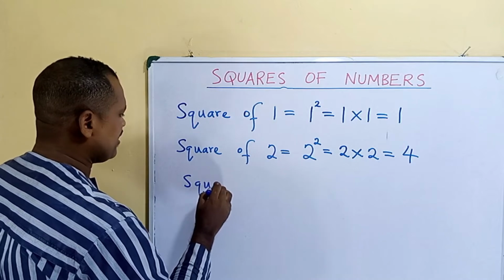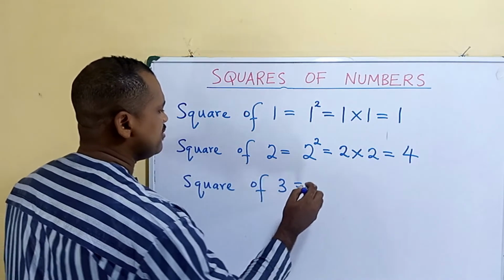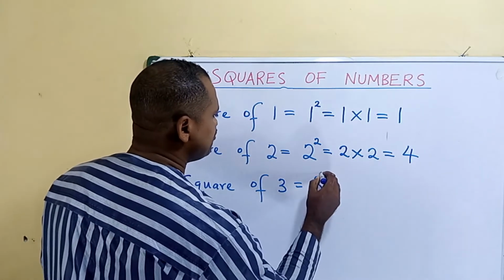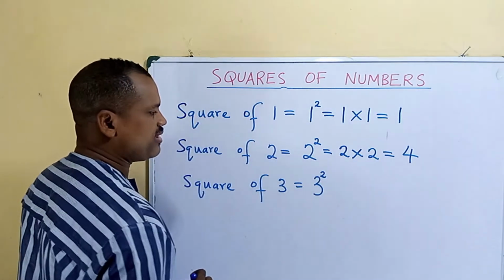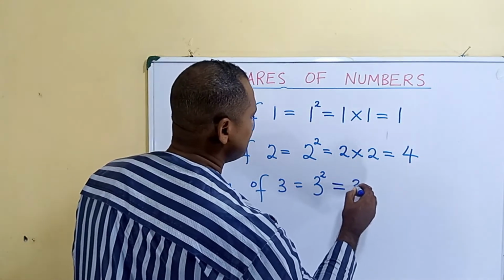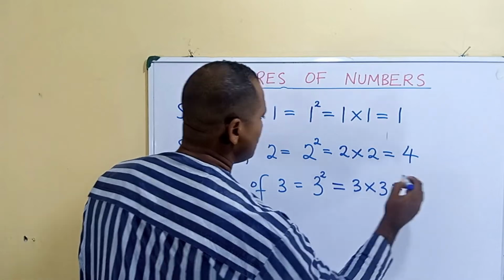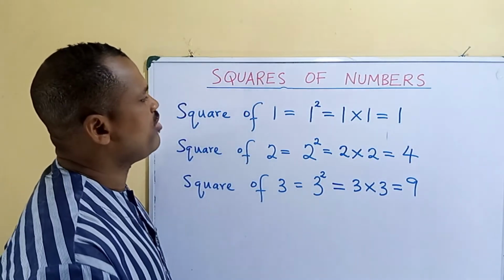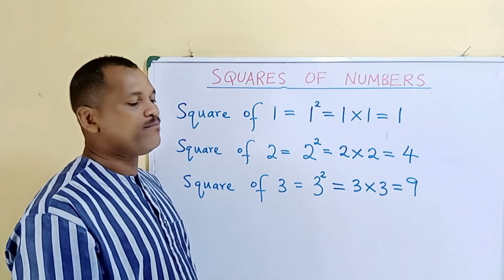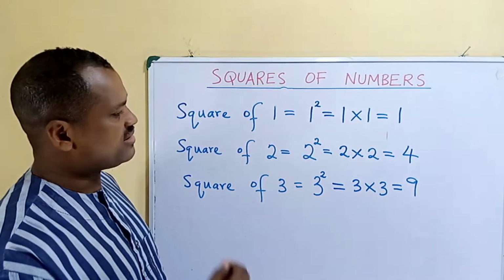Let's do it for 3. Square of 3. You write 3 like this, the normal size 3. Then you put 2 on top like this. This is 3 square, and this means 3 times 3, and of course that will give you 9. So the square of a number is simply what you get when you multiply the given number by itself.